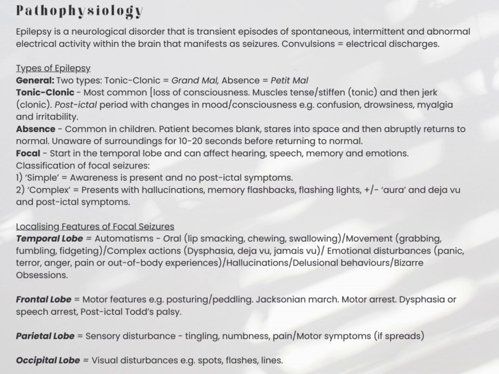Another lobe that focal seizures can localize to is the frontal lobe, which will be marked by motor features such as posturing or pedaling or Jacksonian march, motor arrest, dysphasia, which is difficulty in speaking, and Todd's palsy. If it affects the parietal lobe, you'll usually have sensory disturbances such as tingling and numbness and pain. And if it affects the occipital lobe, you'll have visual disturbances such as spots, flashes, or lines.